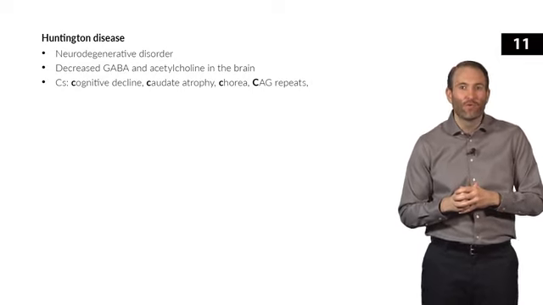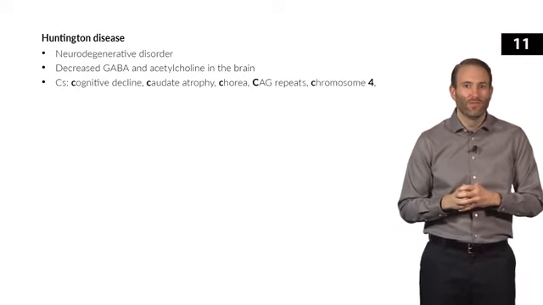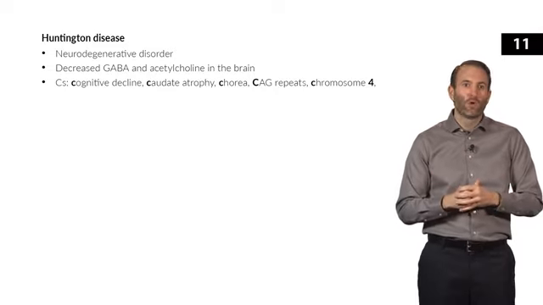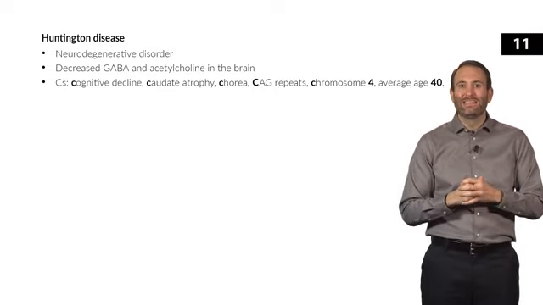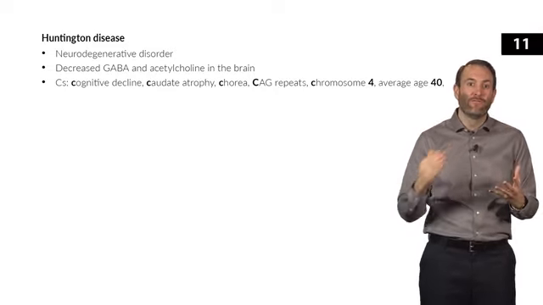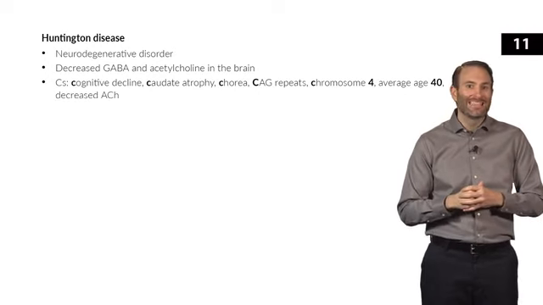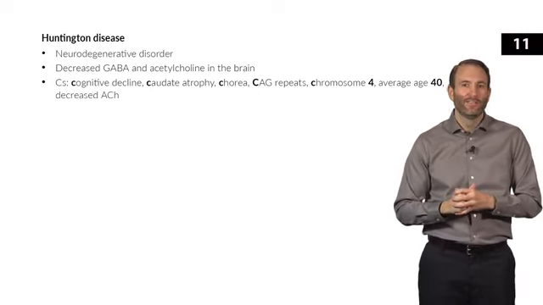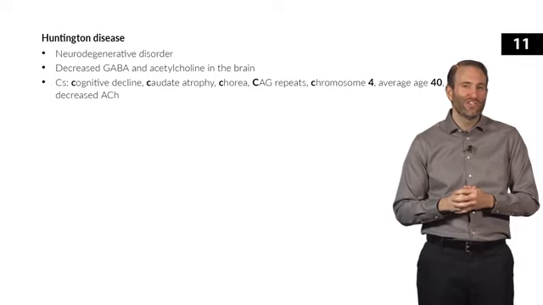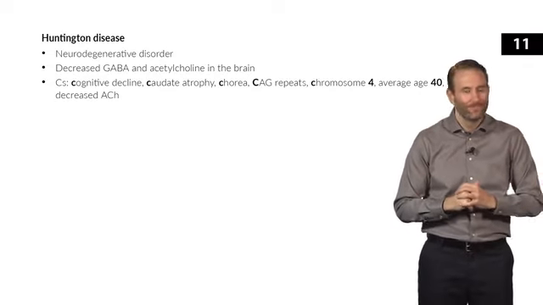There's the C for chromosome 4, so chromosome 4, C for 40, which is the typical age of presentation, around 40. And then decreased acetylcholine is another way to remember that well. So we're stretching just a little bit. Remember all the C's for Huntington.